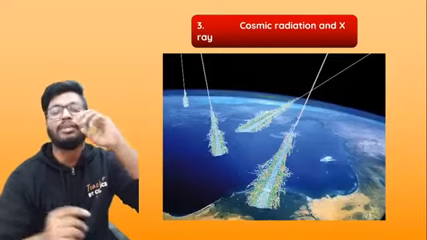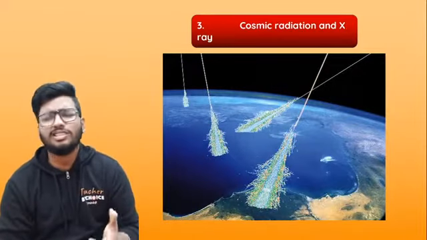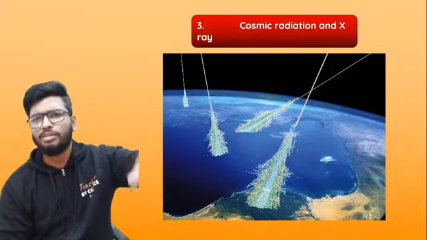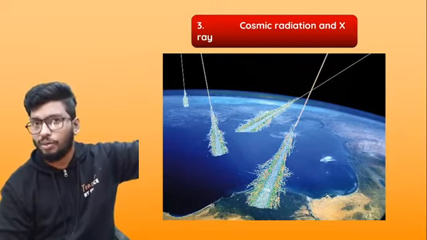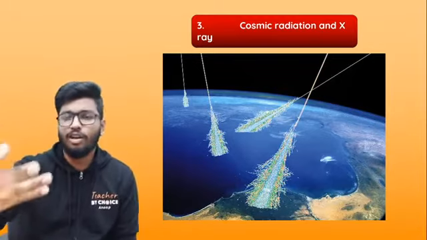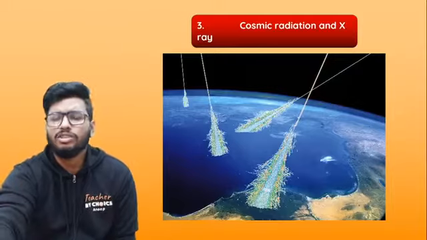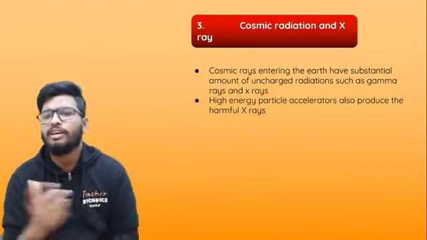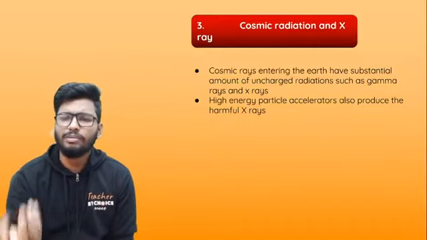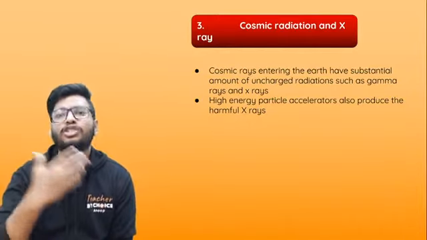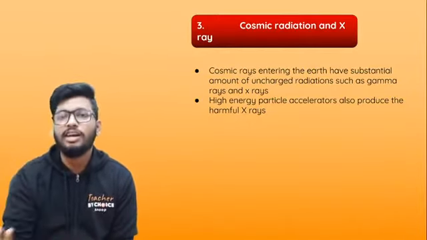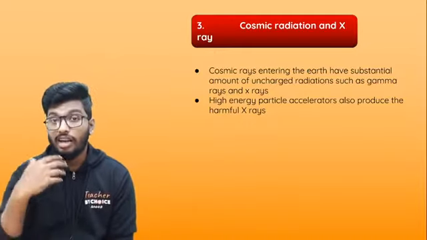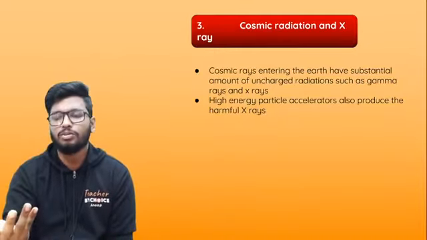Lastly, guys, the cosmic radiations and X-rays. Cosmic radiations are nothing but the radiations coming out from the sun, and even sometimes from outside the universe as well. So they can travel very, very long distances. They travel at the speed of light, so 3 × 10^8 m/s is the speed at which they come in. And these cosmic radiations have a lot of uncharged radiations like gamma rays and X-rays. And we know that gamma rays especially, these cosmic rays, are very dangerous.